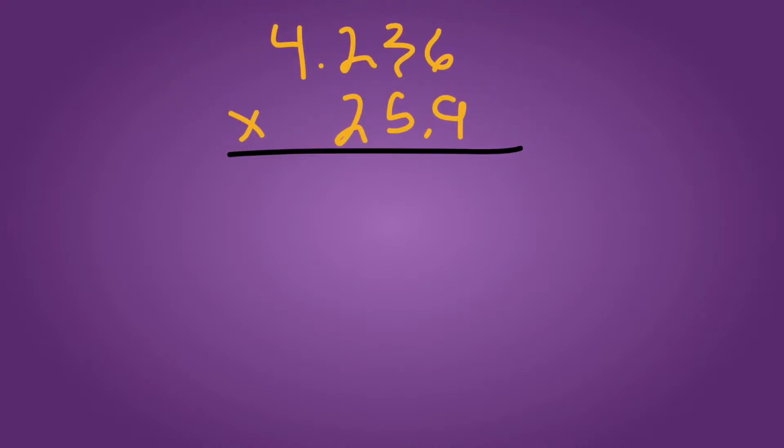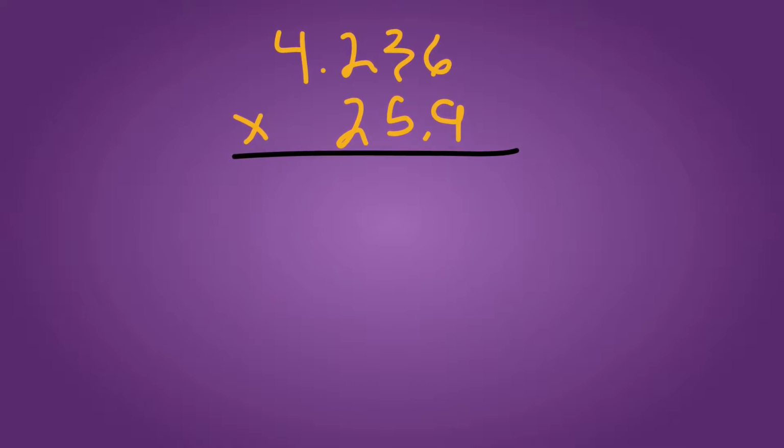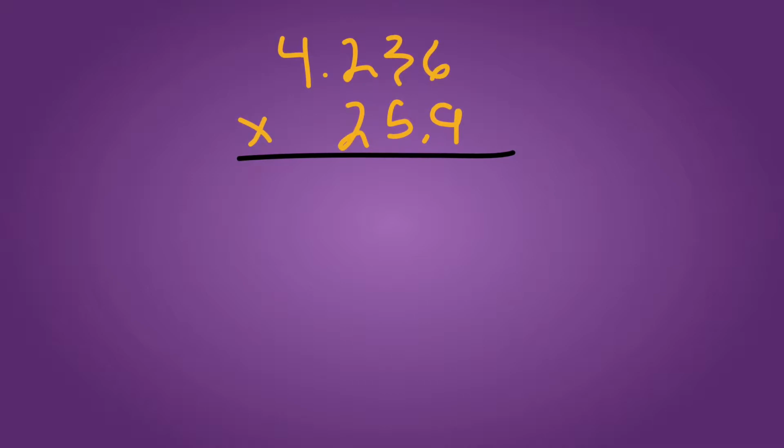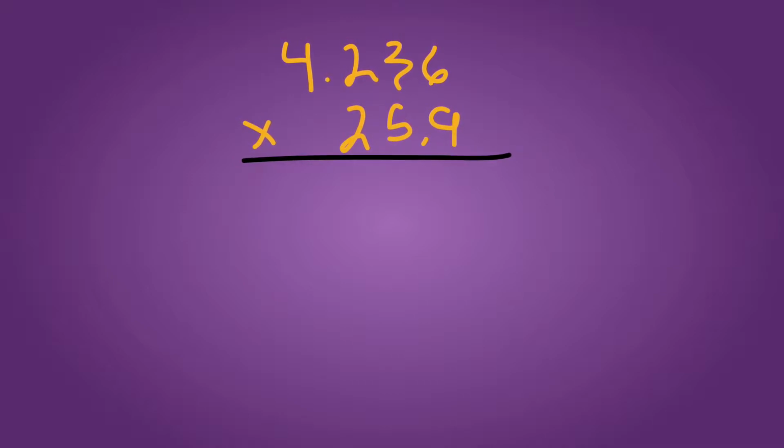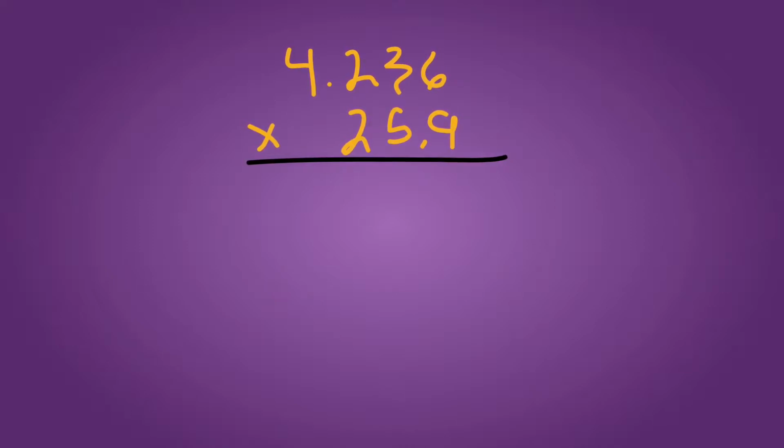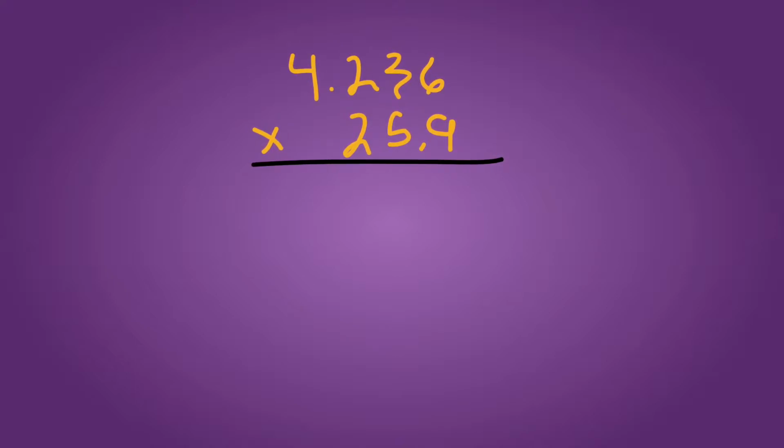Here on this slide I have 4.236 times 25.9. We're going to treat this just like an ordinary multiplication problem, and we're going to do all our multiplying and our adding, and then our last step is going to be placing the decimal. So for the time being, we ignore those decimals. They don't have to be lined up or anything.